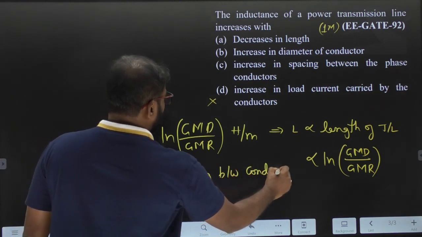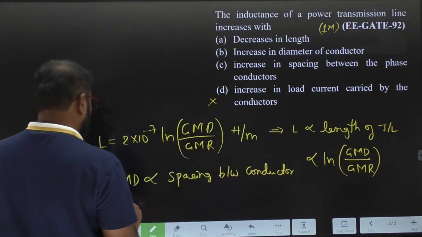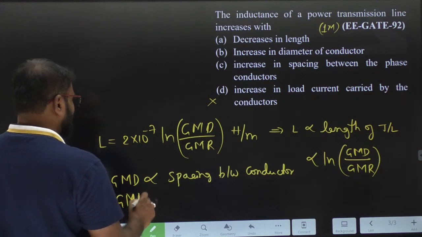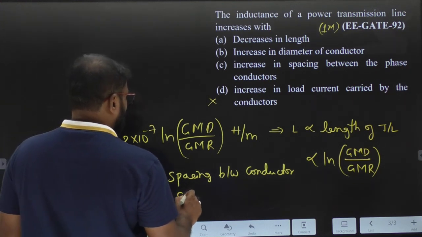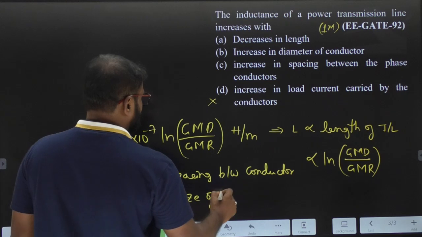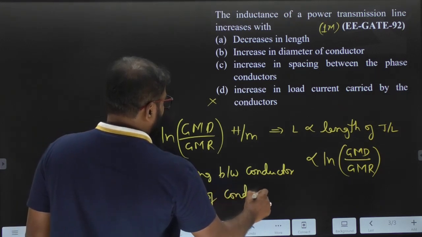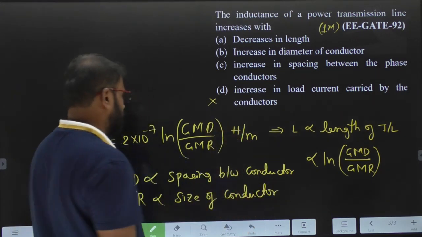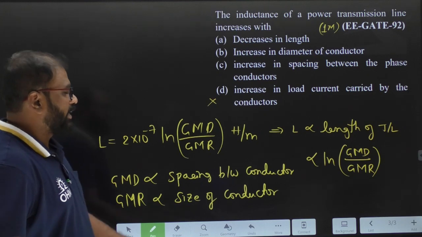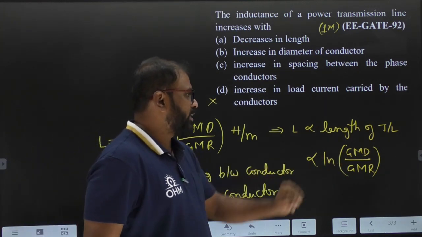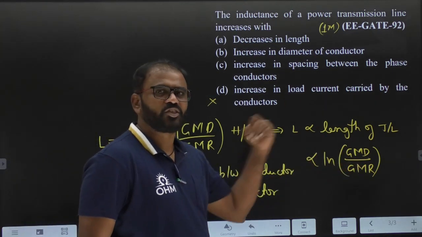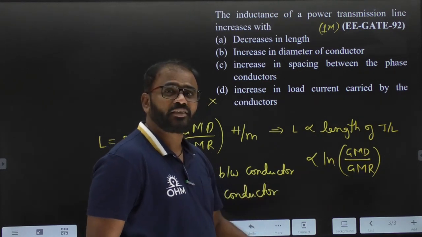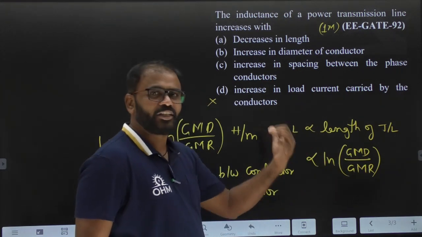But what about GMR? That is directly proportional to the size of the conductor, or diameter of the conductor, or radius of the conductor. All are correct. So from this we can understand clearly, if GMD increases, the ln function increases and inductance will increase. If GMR increases, the ln function decreases and inductance will decrease.